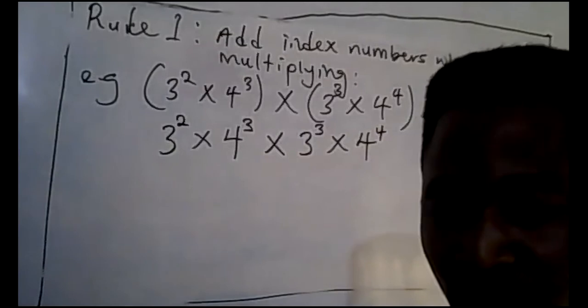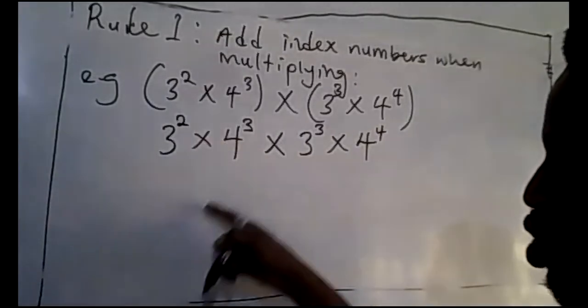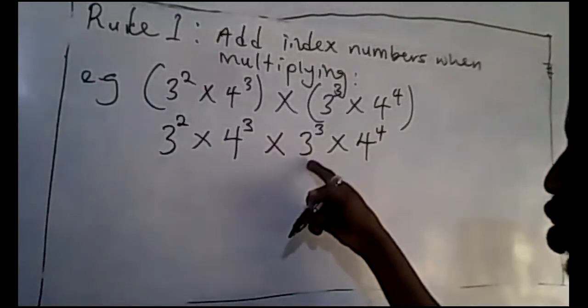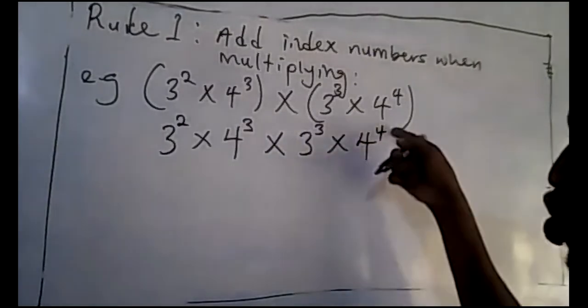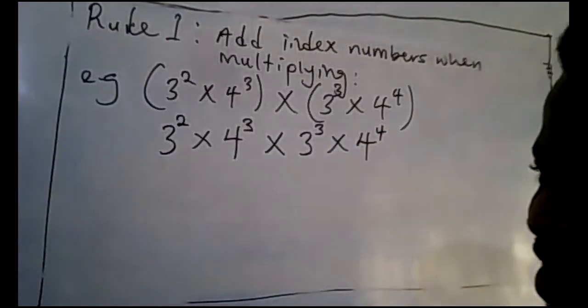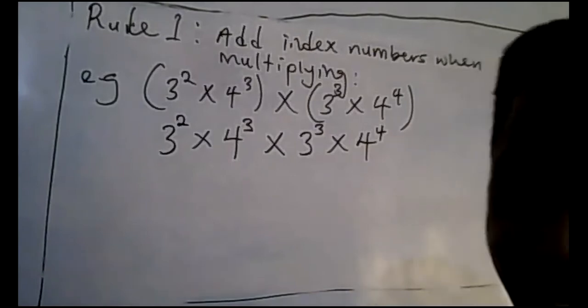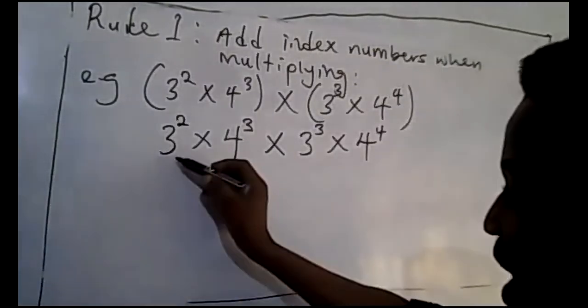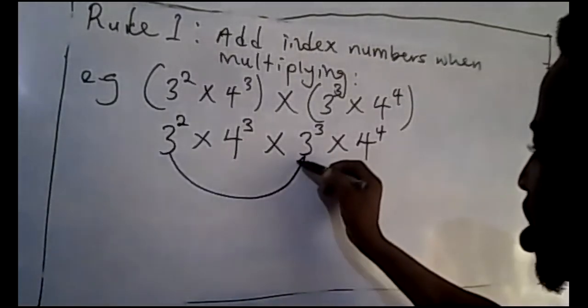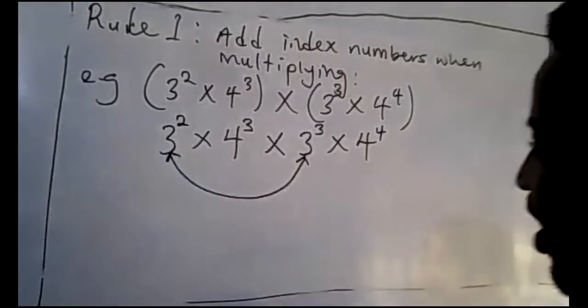Show me the like terms here. 3 raised to power 2, 4 raised to power 3, 3 raised to power 3, 4 raised to power 4. What are the like terms? Yes, you got it right. 3 and 3, this is one like term right here.